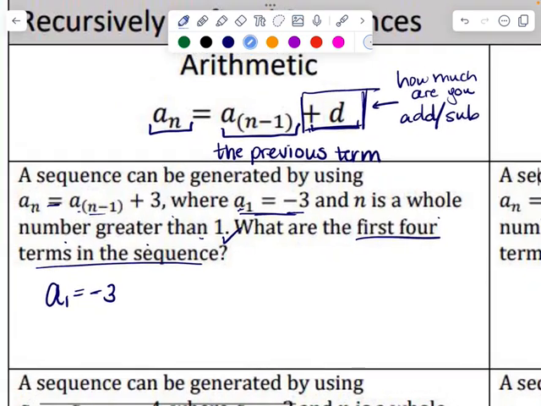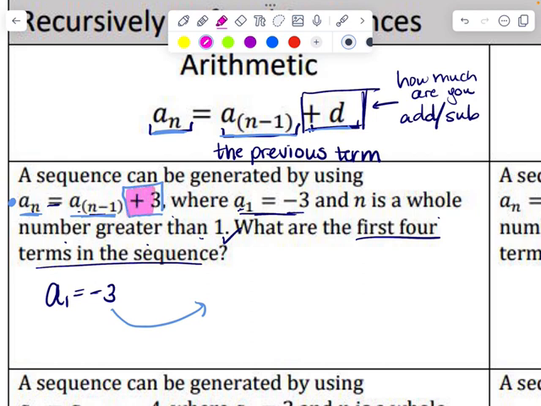For me to find the second one, I want to consider this. This tells me a sub n equals the previous term plus 3. So this is what's different, right? Instead of having plus d, I have plus 3. That tells me that if I want to move on to the next number, I have to add 3.